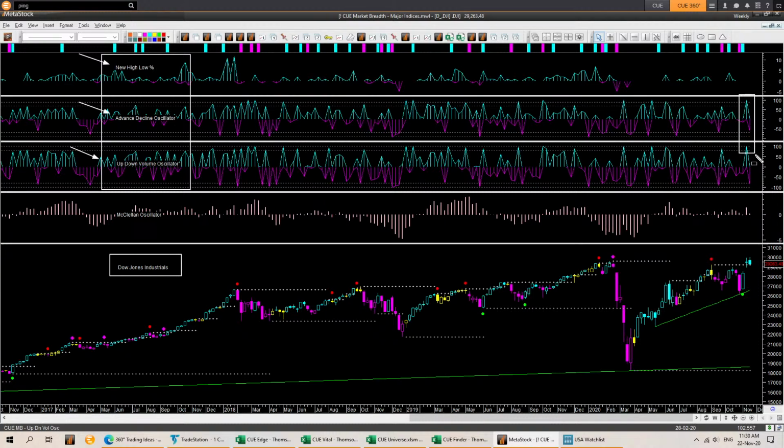Is there any bearish divergence in advanced decline, up down? No. Is there any bearishness in the new high-low percentage? No, it never turned bearish, magenta color. And the advanced decline and up-down oscillator is simply moving up, down, up, down. There is no bearish signal from the market breadth indicators.